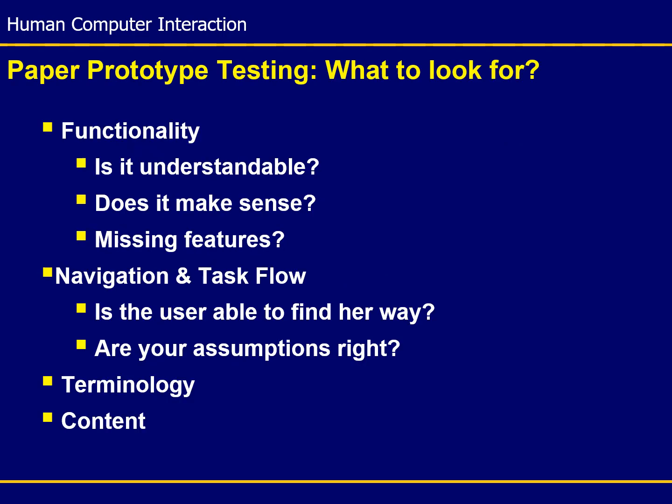Now, what to look for in a paper prototype? We cannot test everything in the paper prototype, of course. Okay, we can look for the functionality. Is it understandable? Okay, does it make sense? Are there any missing features that the user would like to see and we did not support?